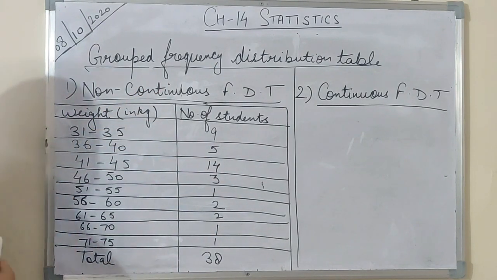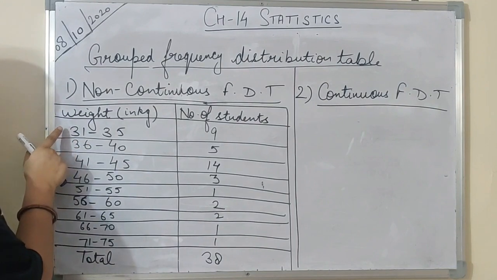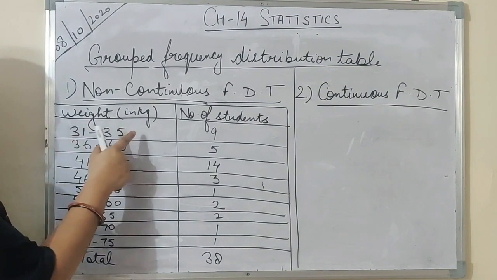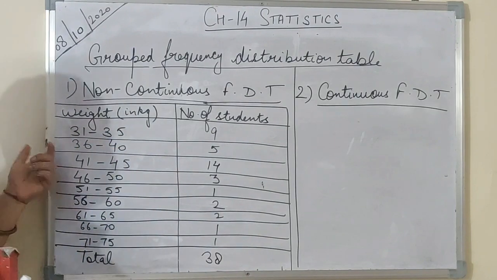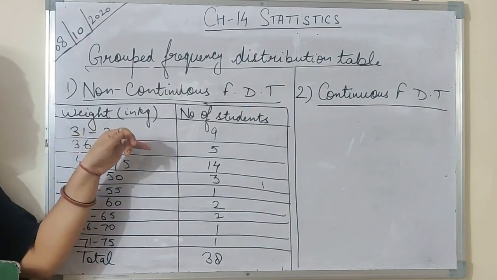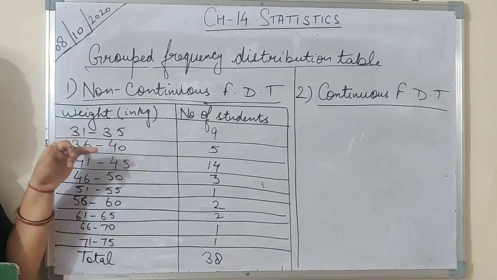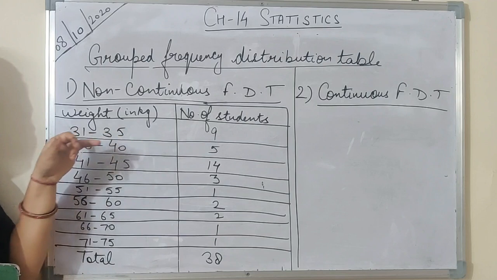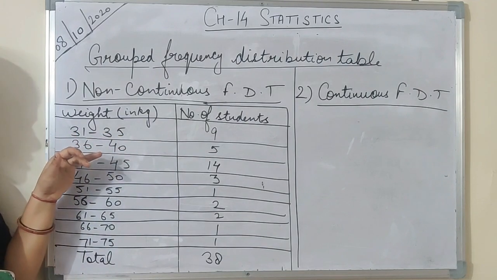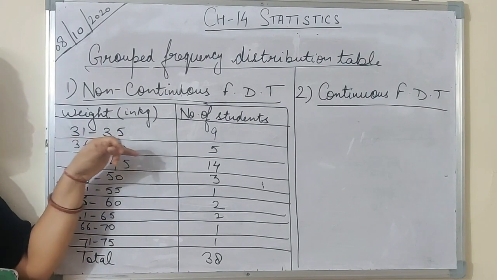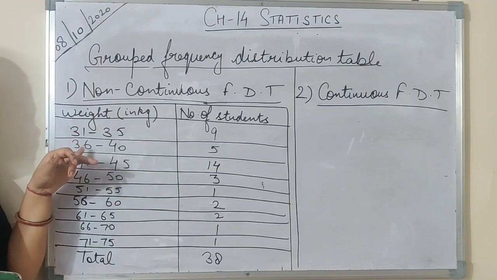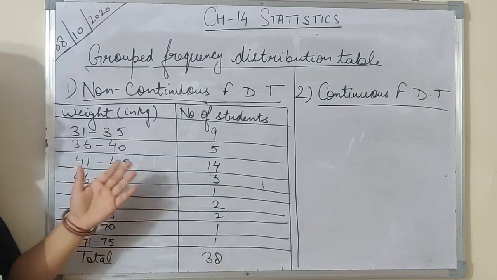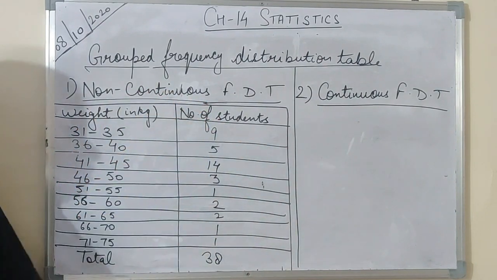So you can see that in the first group, the group is from 31 to 35. Then the second group is starting from 36. As you will see here, there is a discontinuity after 35; the next group starts from 36. Okay. So you can see that discontinuity is occurring over here. That's why we will say this is a non-continuous interval frequency distribution table.